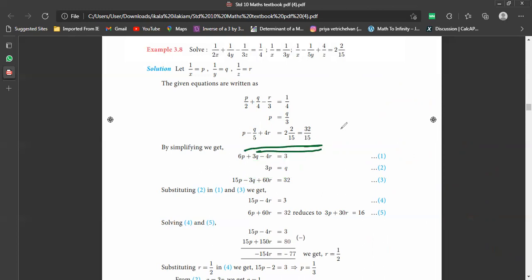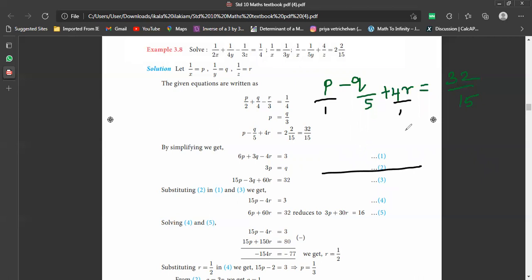And the next equation. What is the next equation? It's P minus Q upon 5 plus 4R equal to 32 upon 15. Do not worry about this constant. First try to solve this left hand side and then we can equate it to this constant and simplify this further. So let's take the LCM on this because here you do have the denominator as 5. We can assume the denominator of P and R is 1. So now we can go for the LCM. Obviously, it's going to be 5 only.